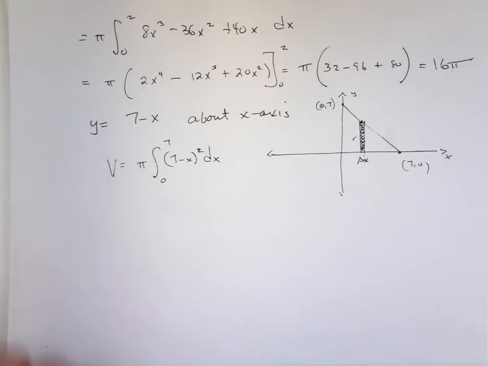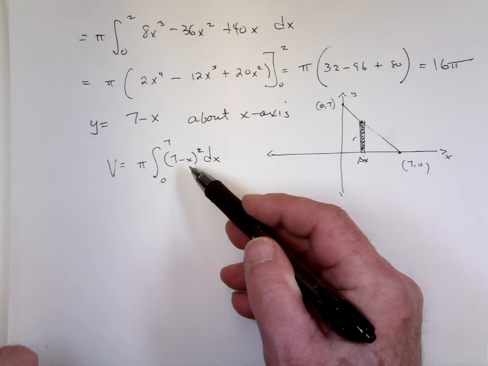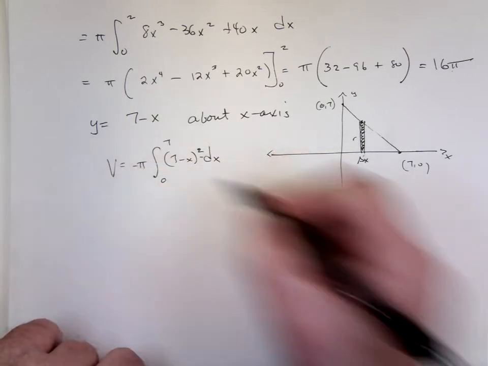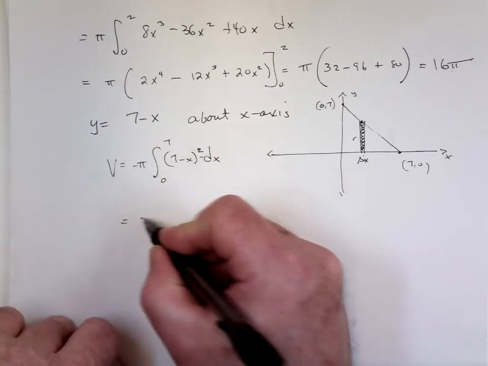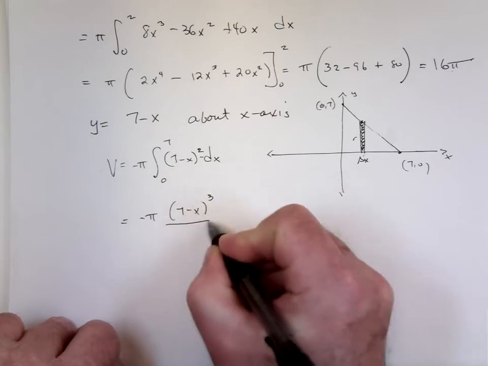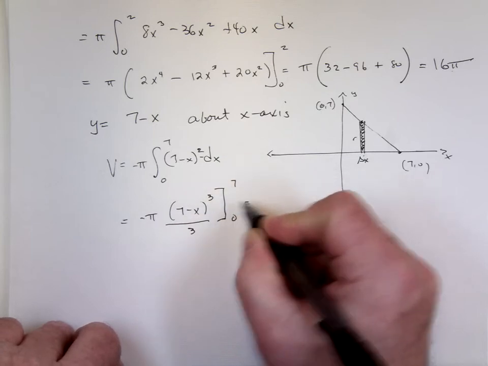Well, it's pretty simple to do because it's a u to the n form the way it is. I don't even have to multiply it out. U is 7 minus x. The du would be a negative 1. I'd multiply by negative and negative here. It's a u squared du. The integral of that is going to be u cubed over 3 from 0 to 7. So I get a negative pi over 3.